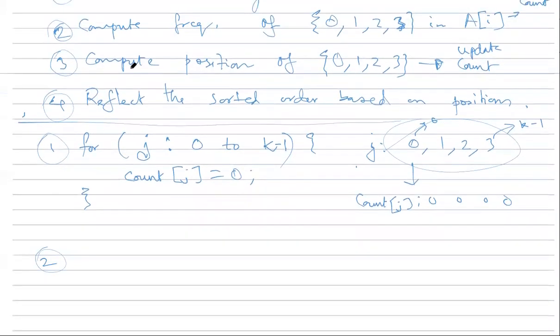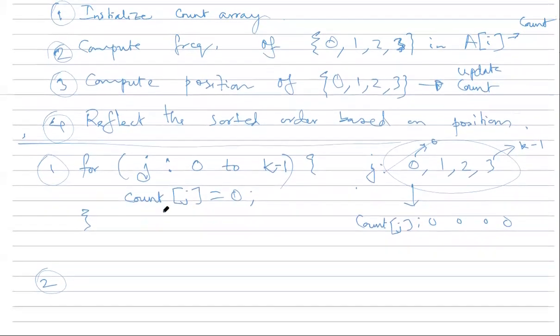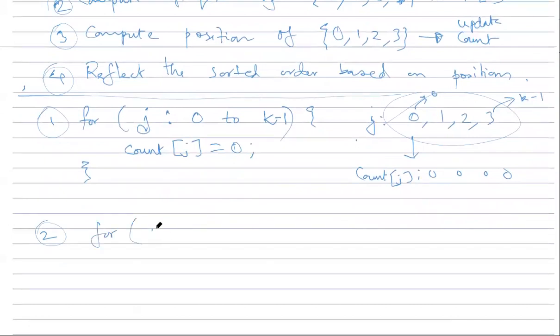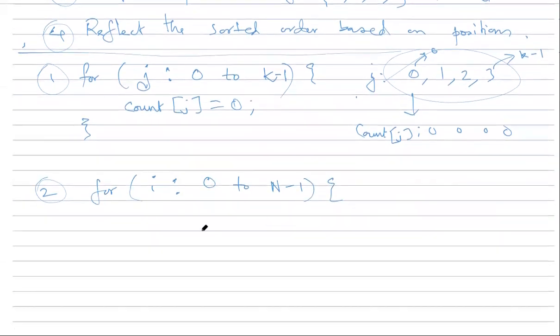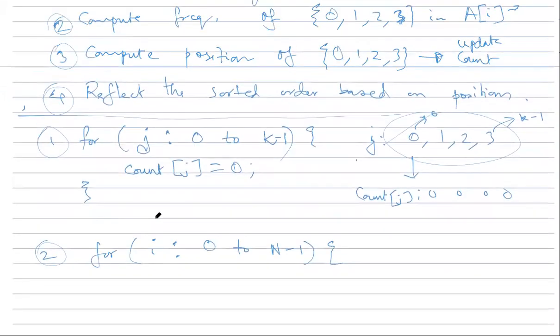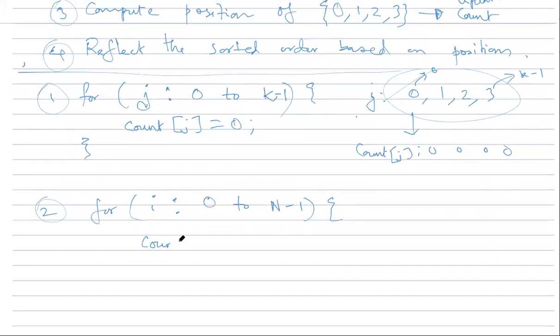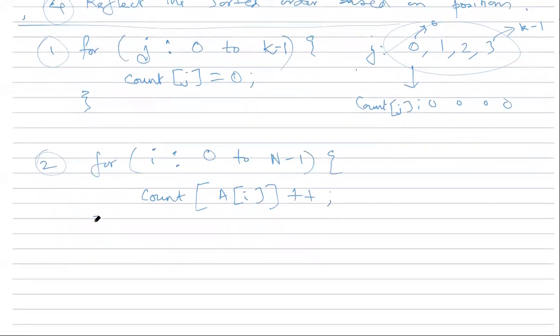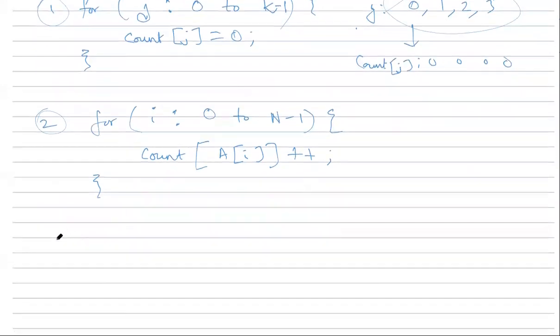Second step is we are computing the frequency. So therefore this needs to run. So I running from 0 to the n-1, the full length of the array. So here we are computing the frequency. So you want to do count of A of I plus plus. So this is going to adjust the frequency.